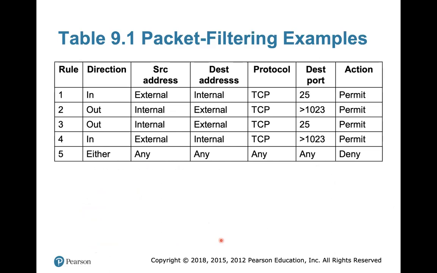Here is an example of a table of a packet filtering firewall. You see here, for example, this is inbound traffic and the source is external, the destination address is internal, the protocol is TCP, the destination port number is 25, and the firewall has decided to permit this flow of packets to come from the outside network to our internal network.